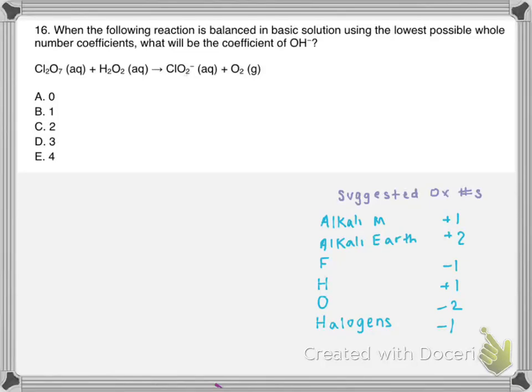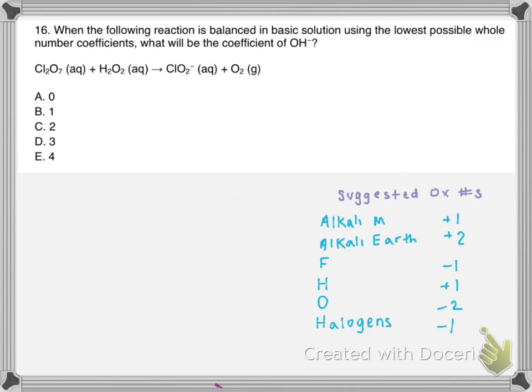Okay, here for number 16, we have kind of a long one where we're going to balance a redox reaction. And we're going to do it in basic solution. Our first place to start is with oxidation numbers, because this will help us keep track of how the electrons are moving in the reaction.